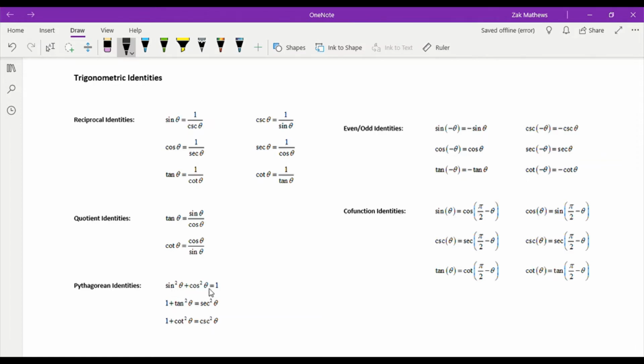And then if we divide everything by cosine squared, well, sine over cosine is tangent, cosine over cosine is 1, and 1 over cosine would give us secant, and then they're all squared.